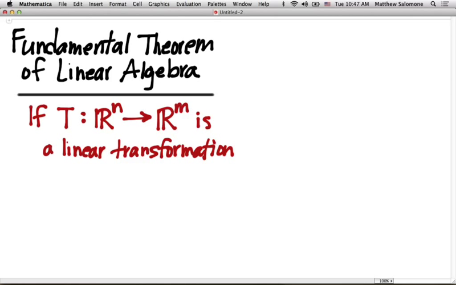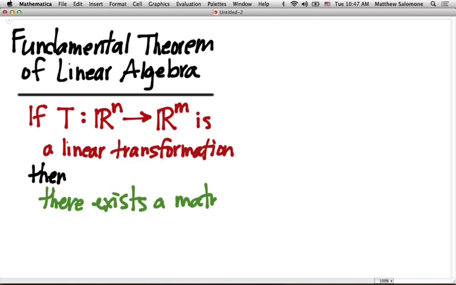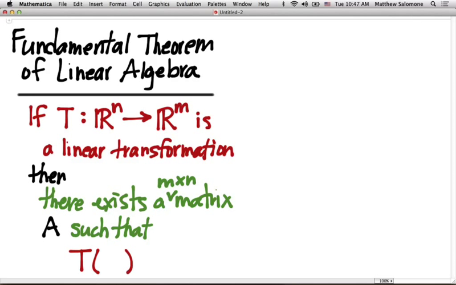Then there exists a matrix. Take the red pill. Don't know if that reference is getting too old already. There exists a matrix A. And this matrix is going to have m rows and n columns. So let me add that up here. M by n. There exists an m by n matrix A such that the action of this linear transformation T on a vector x is exactly the result of multiplying that vector by the matrix A.